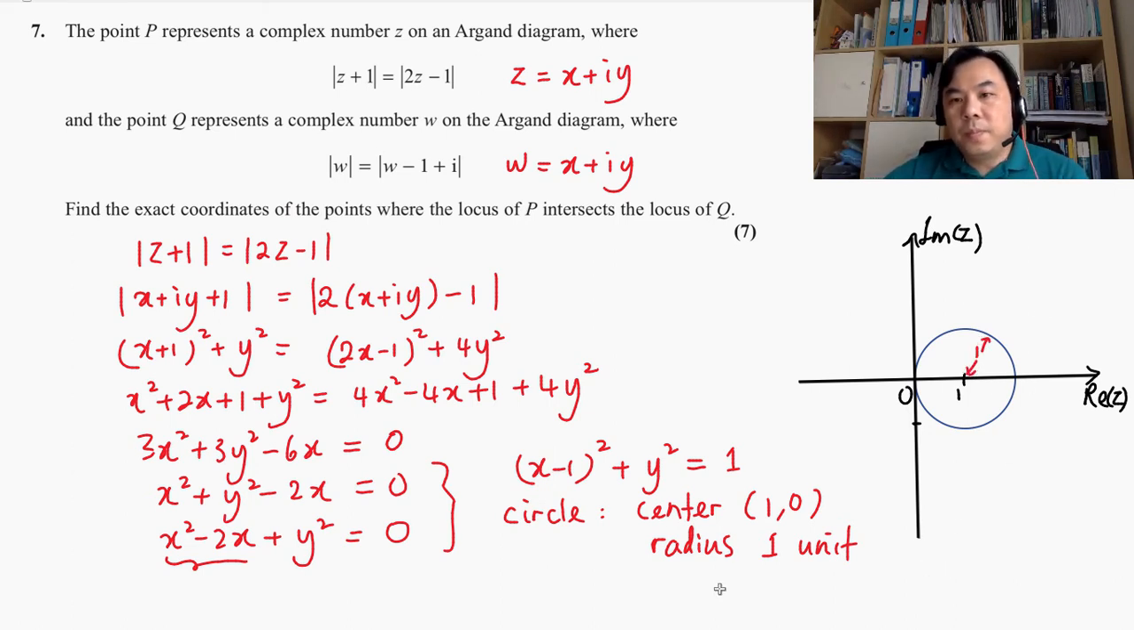That's a circle equation. All right, now next we're going to work out the locus for the second part, which is a perpendicular bisector. Okay, I'm going to erase all this.